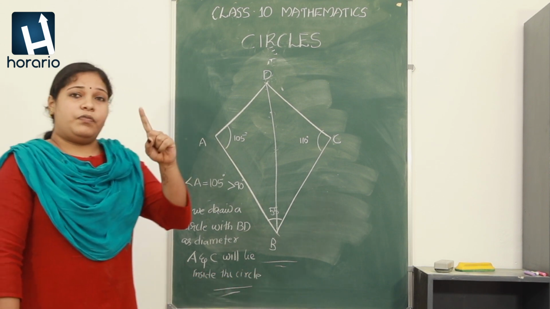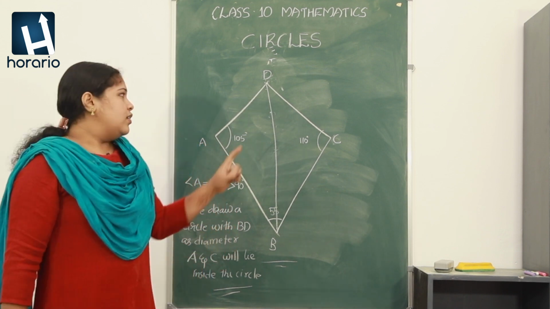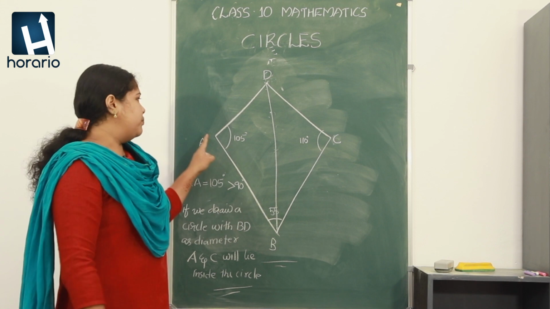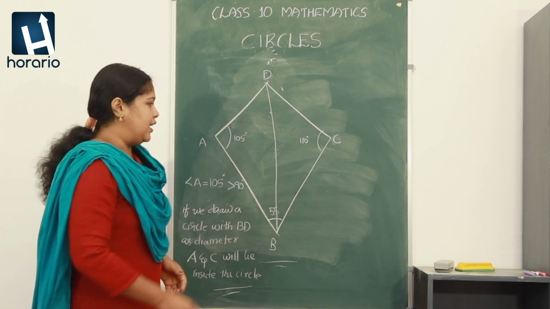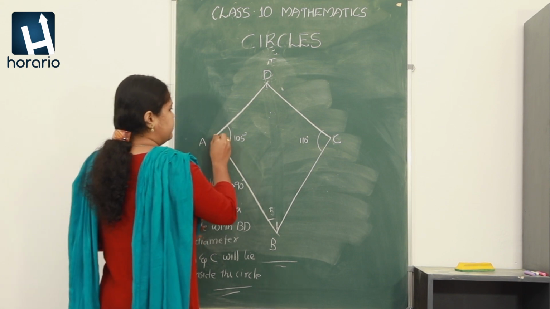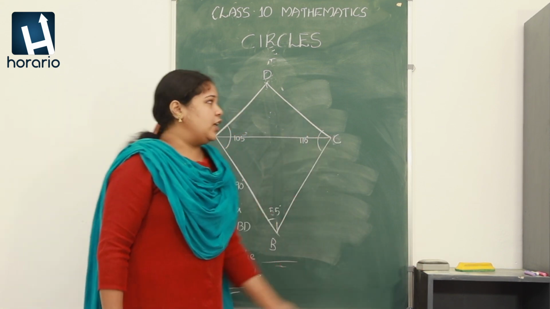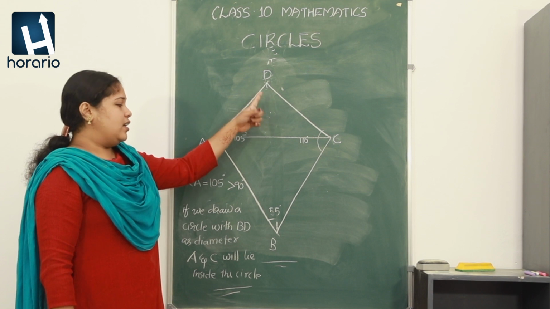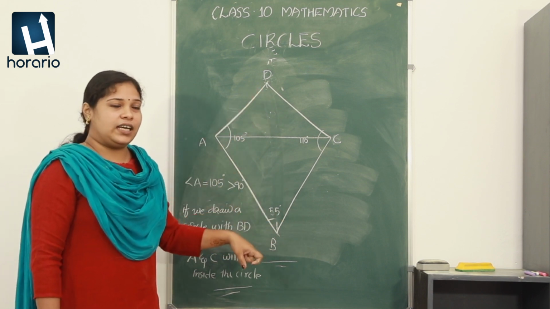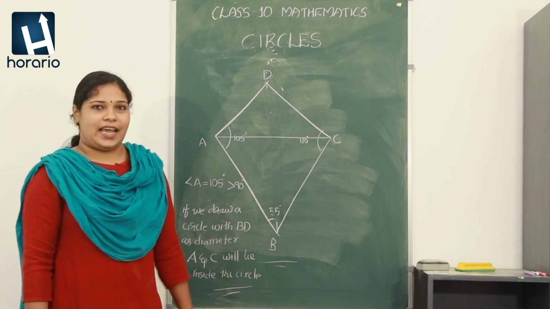Okay. Now, we have one more question here. This is only one diagonal. We have one more diagonal. Which is the other diagonal? We can join AC, that is the other diagonal. Now, we have to find out whether this D and B are lying inside, outside or on the circle with this AC as diameter.